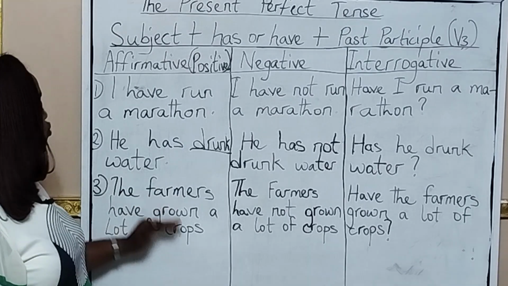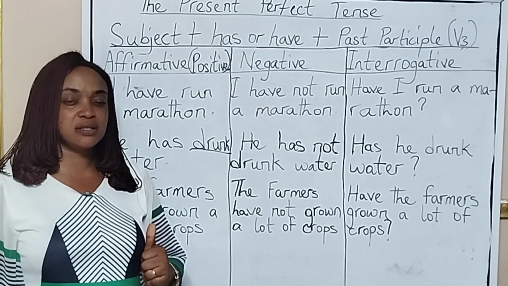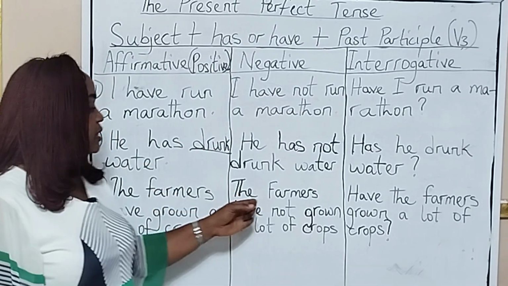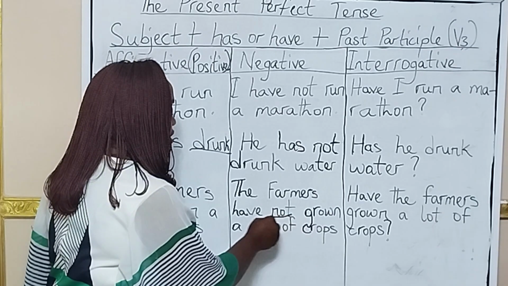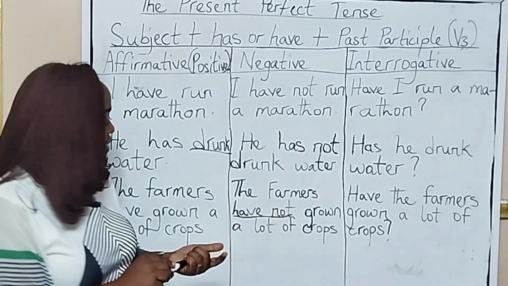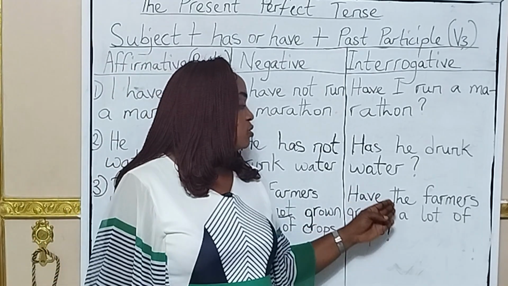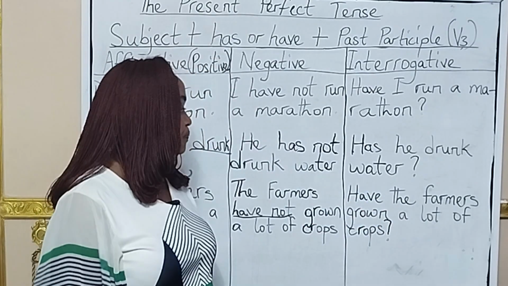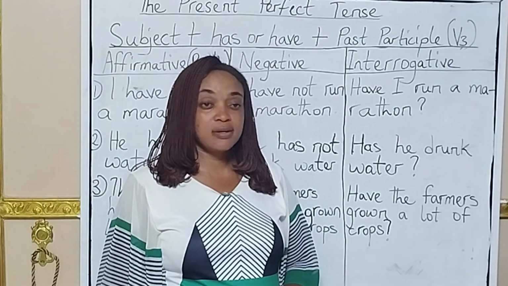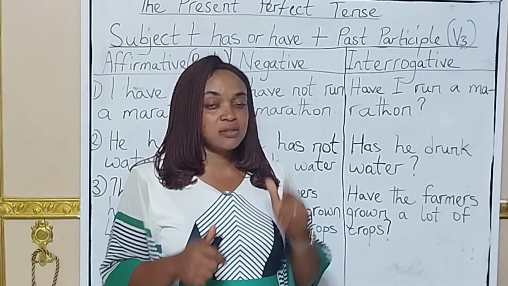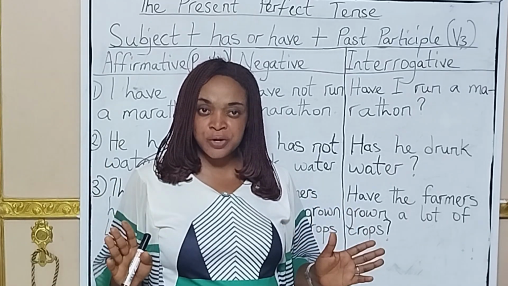The farmers have grown a lot of crops. That is an affirmative sentence, void of not. Now let's see. The farmers have not grown a lot of crops. Not makes it negative. And we go to the interrogative, which is the questioning. Have the farmers grown a lot of crops? Don't forget, it is the use of has or have plus the V3 of your verb.